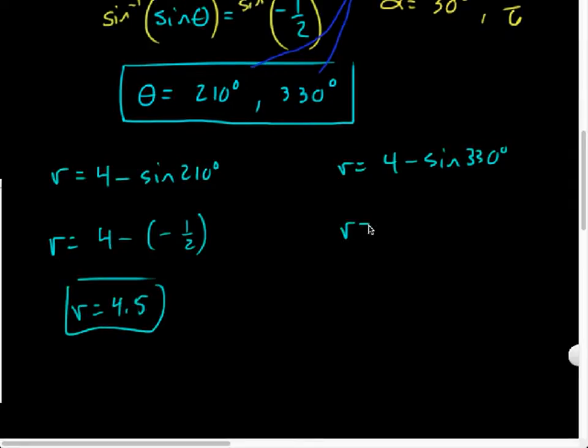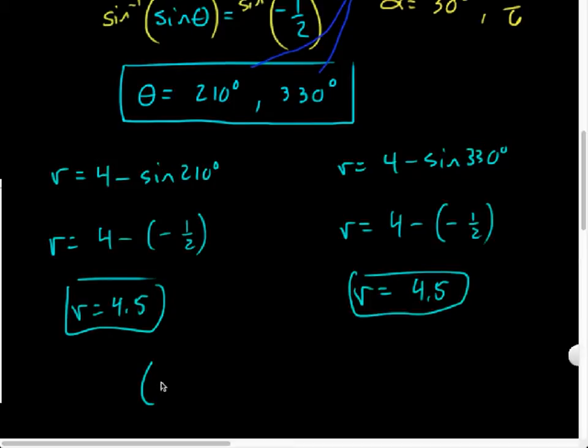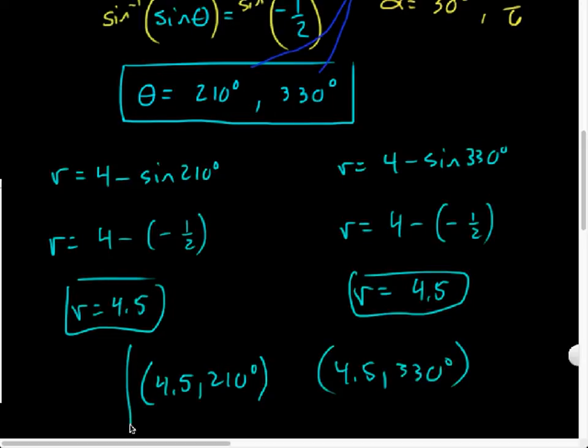And over here, I'd get r is equal to 4 minus what sine of 330 is. It's negative, and the reference angle is 30. Sine of 30 is a half. Same thing. Both of these actually end up equaling 4.5. So my solutions are r comma theta, remember, so I want to make sure I do it in the right order: 4.5 comma 210 and 4.5 comma 330. So those are the intersections of my two graphs.